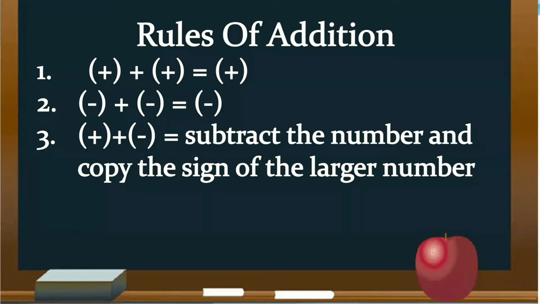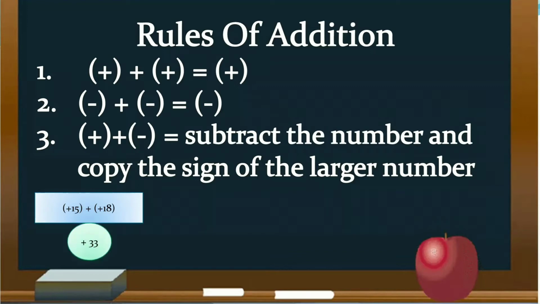So let's have an example to make everything clear. Let's say we have positive 15 plus positive 18. This is an example of rule 1. Since both numbers are positive, the result is positive. In this case, we will just add the two numbers, and the result will be a positive number. 15 plus 18 is 33. So the result is positive 33.